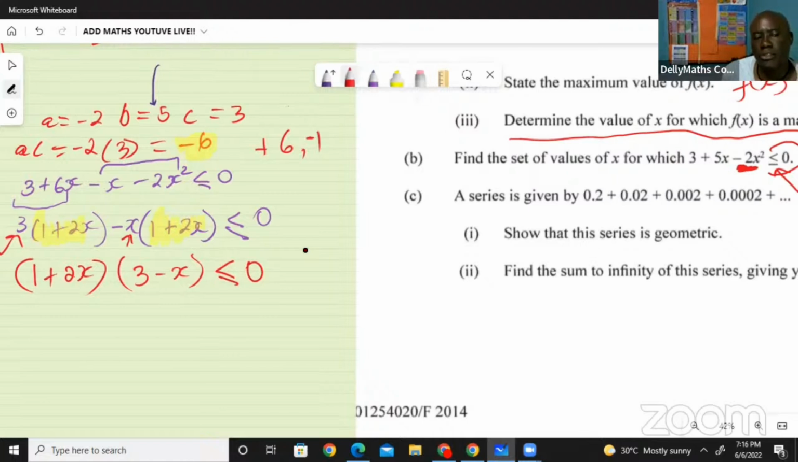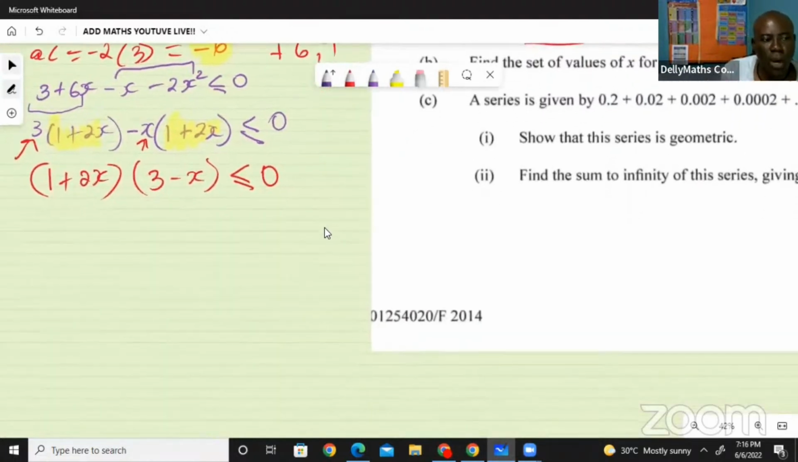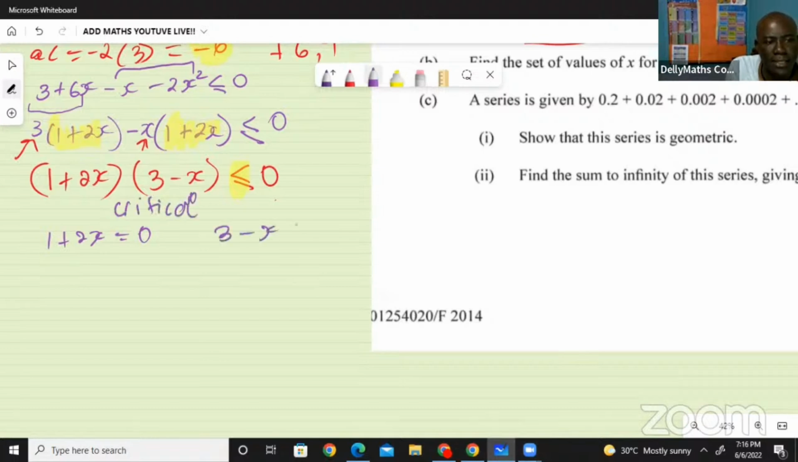So let us interpret this now. What we want to do is find the critical values. In finding the critical values, you are going to ignore the inequality idea just for a little bit, because you just want to find the values that you're going to be using to evaluate. So let's find them. We want to say 1 plus 2x is equal to 0. So we're getting at the critical values now. 3 minus x is equal to 0.